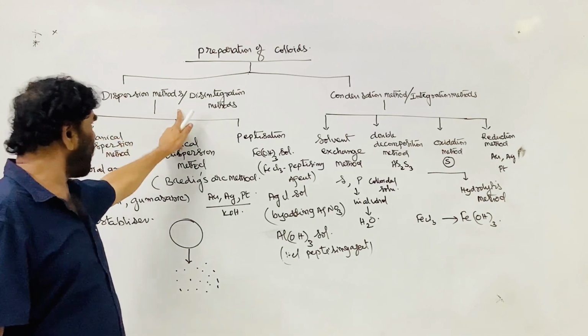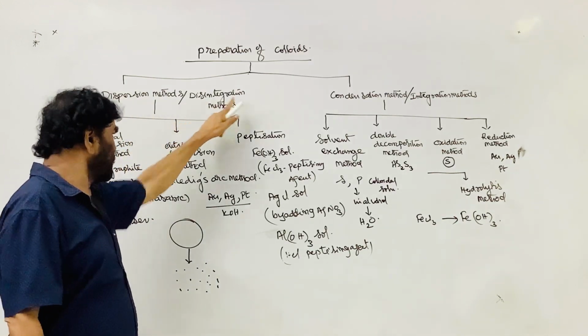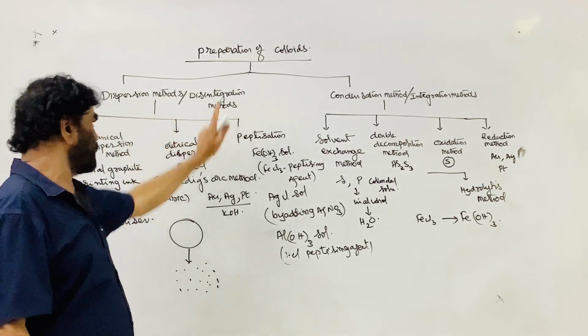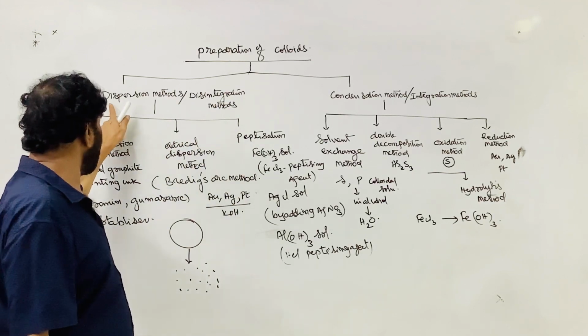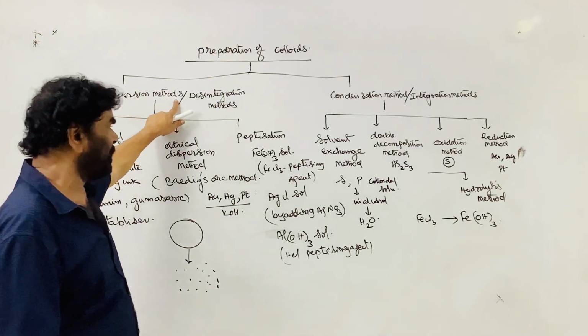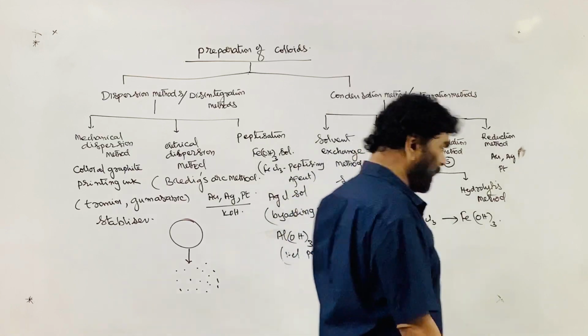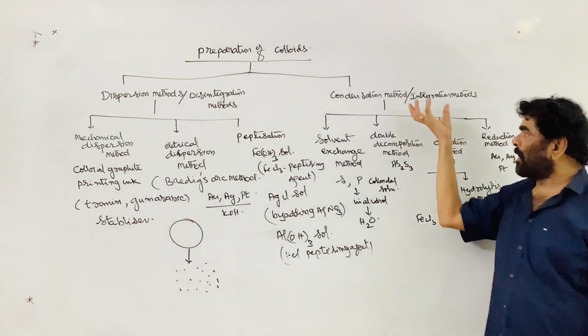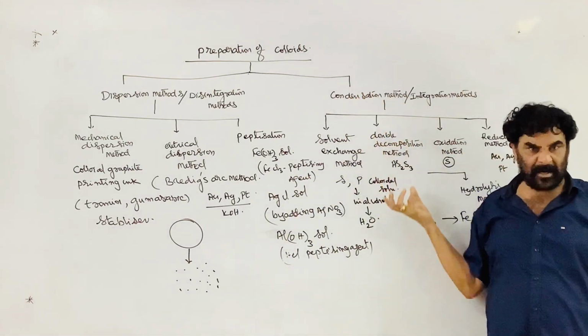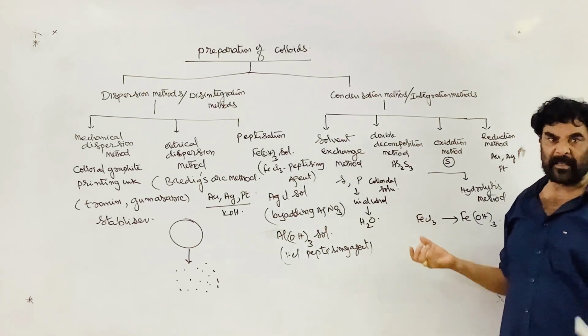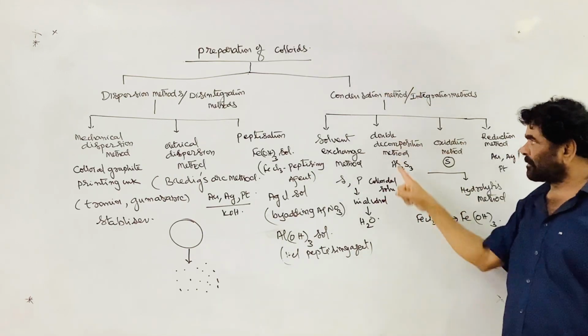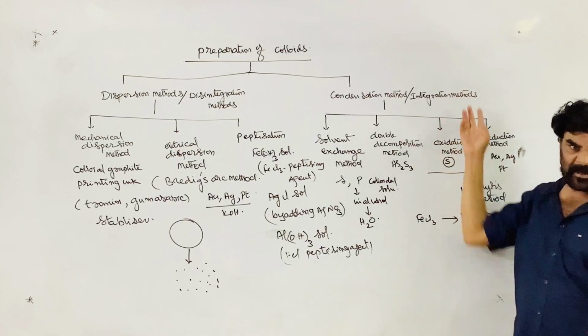This procedure is called the disintegration method, also called the dispersion method. This is called the method where small particles, atoms and molecules are combined to convert into small molecular aggregates of colloidal size. That is called the condensation method or integration method.